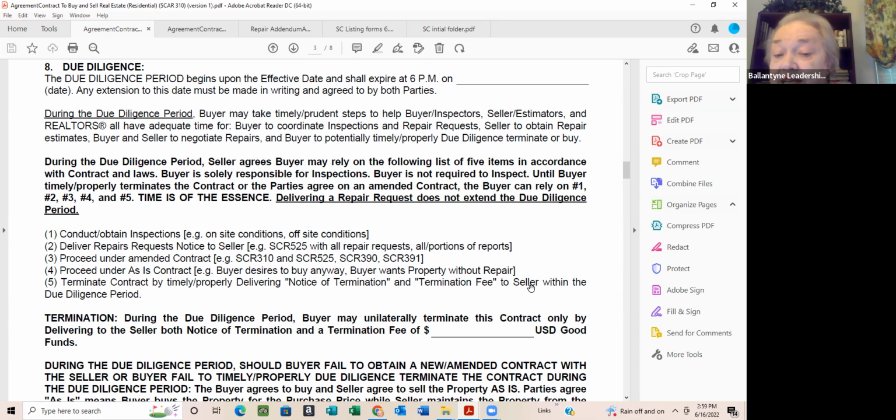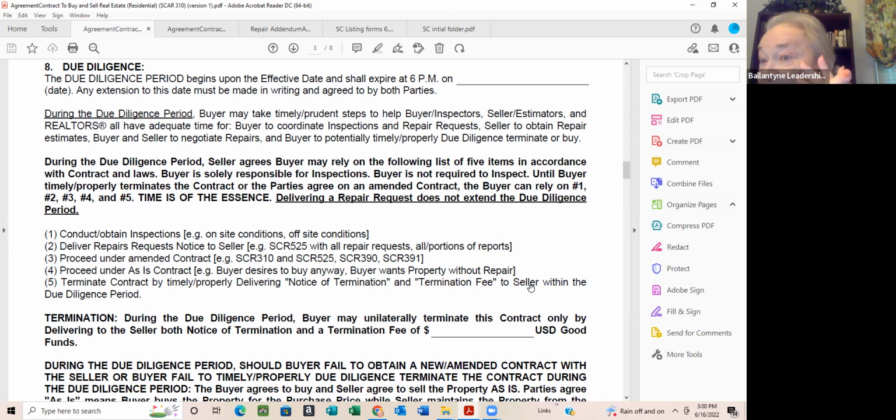You see what it says? It says the termination fee and the notice of termination to the seller. It does not say listing agent. And they, being the form writers, are saying it's best if we don't get in the middle of it. It's the buyer's responsibility to deliver that to seller. But I'm here to tell you that's probably not going to be a very efficient way of handling it.